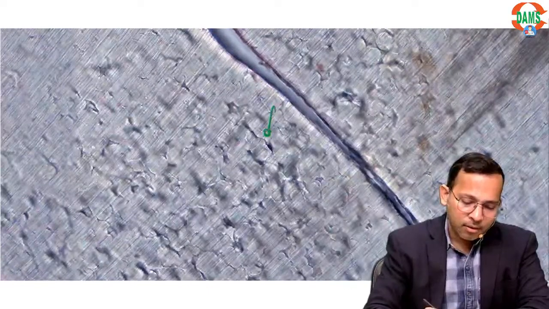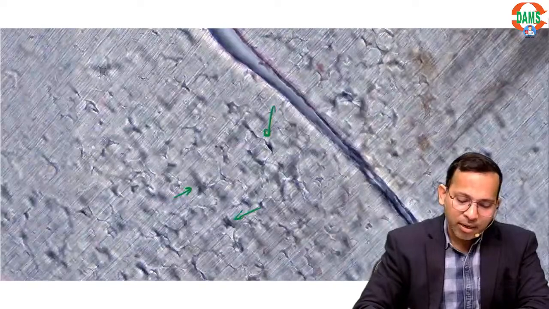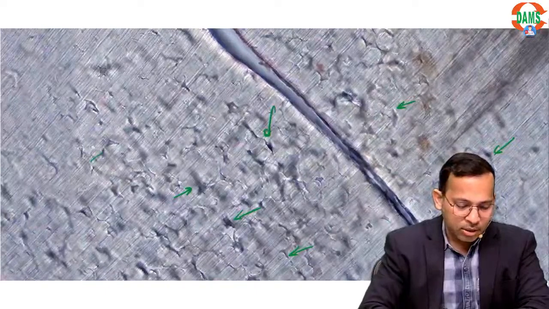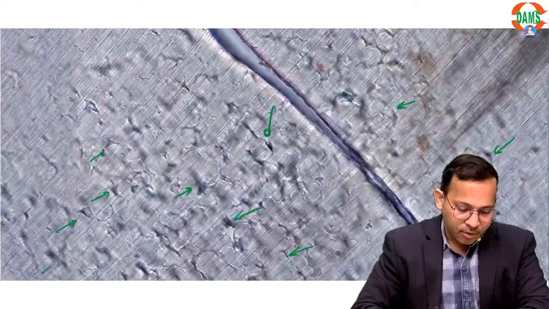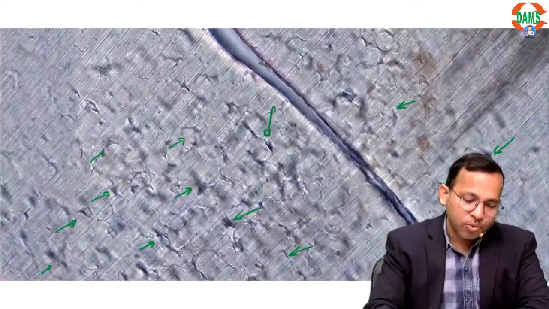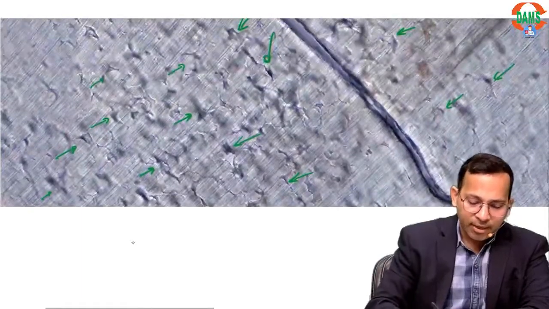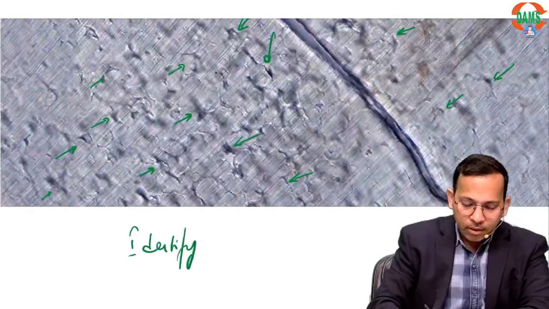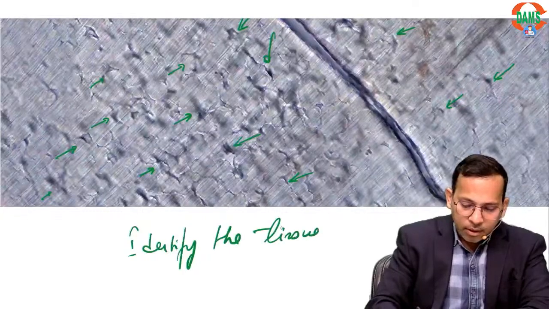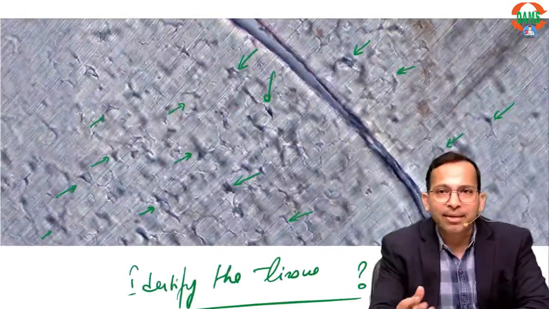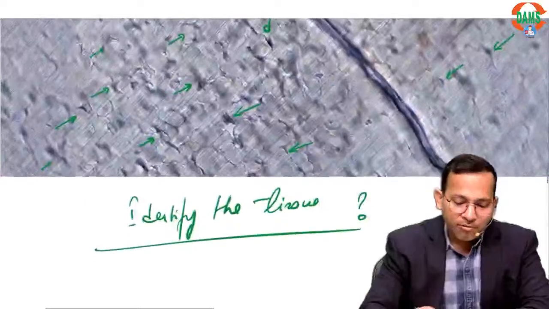What do you see here? So there are so many curvaceous structures visible in this tissue, isn't it? Can you first identify the tissue? What is this tissue? Is it enamel? Is it dentine? Is it cementum? First identify the tissue.